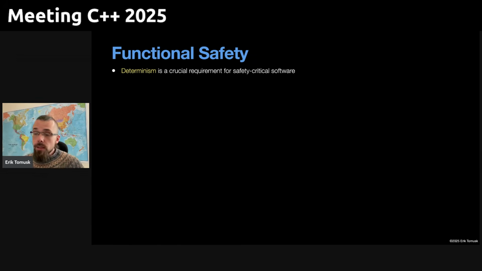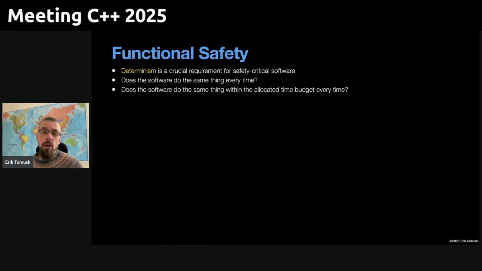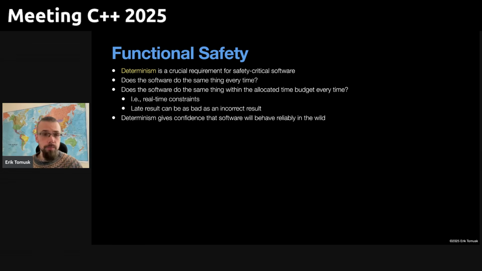One of the key considerations for functional safety is determinism. That is, does the software do the same thing every time? And does the software do the same thing within the same allocated time budget every time? This is referring to a real-time constraint, because when we're looking at real-time safety critical software, if a result is late, it might as well be incorrect.